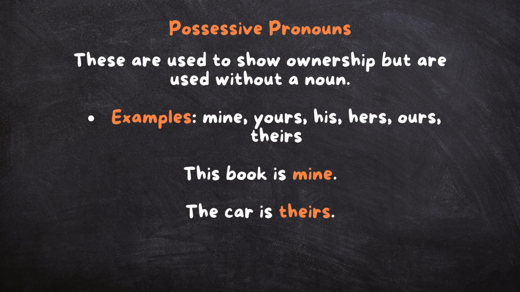The car is theirs. Now, mine and theirs are telling us who owns or who the car and the book belongs to. And we know that they are pronouns, hence they are what? Possessive pronouns, because they are showing us who owns whatever we're talking of, who has it or who it belongs to.